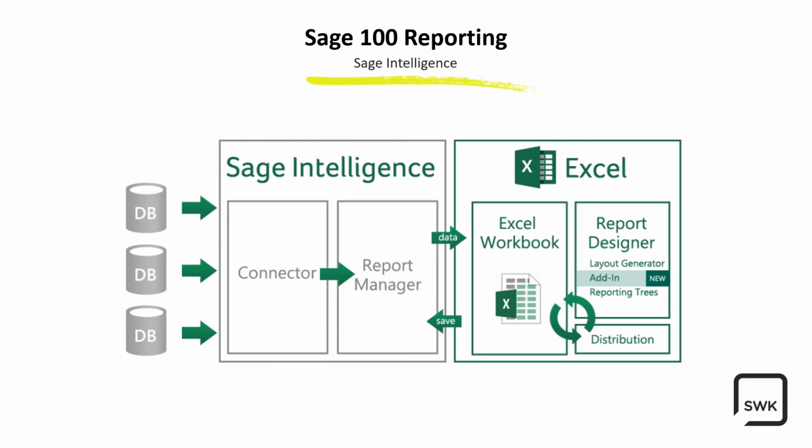On the Excel end, we have the Report Designer plugin. Once Sage Intelligence is properly installed and you run a Sage Intelligence report, you will get a new sidebar in Excel that only opens up if you run a Sage Intelligence report. This sidebar gives you a lot of functionality to create great financial reporting. So you will get formulas that allow you to grab actuals, balances, budgets, everything you need to create financial reporting.